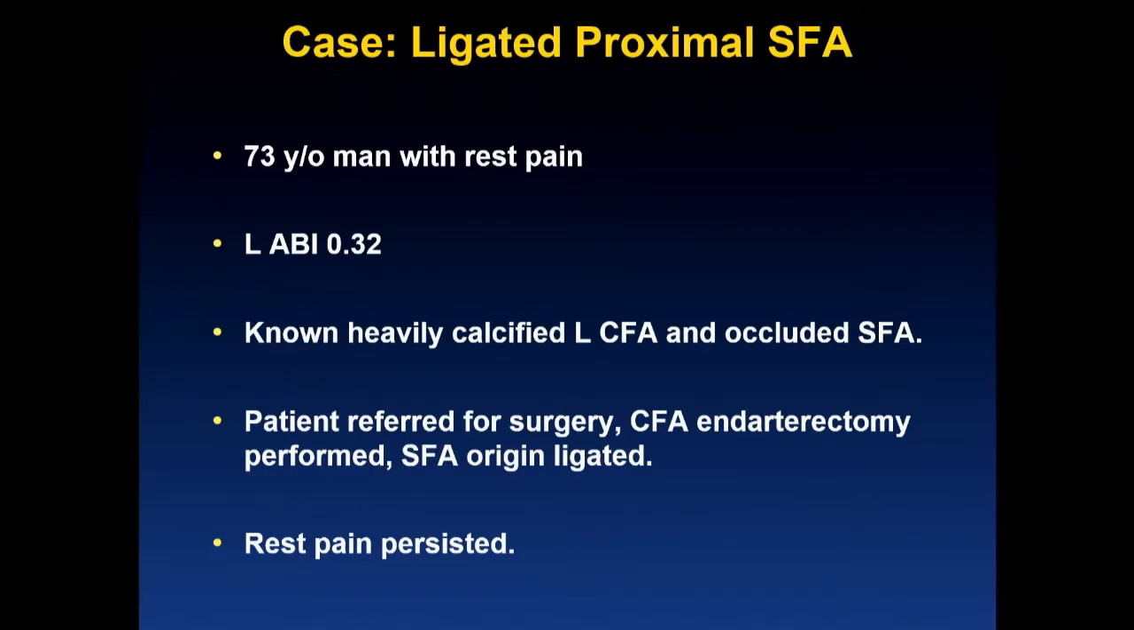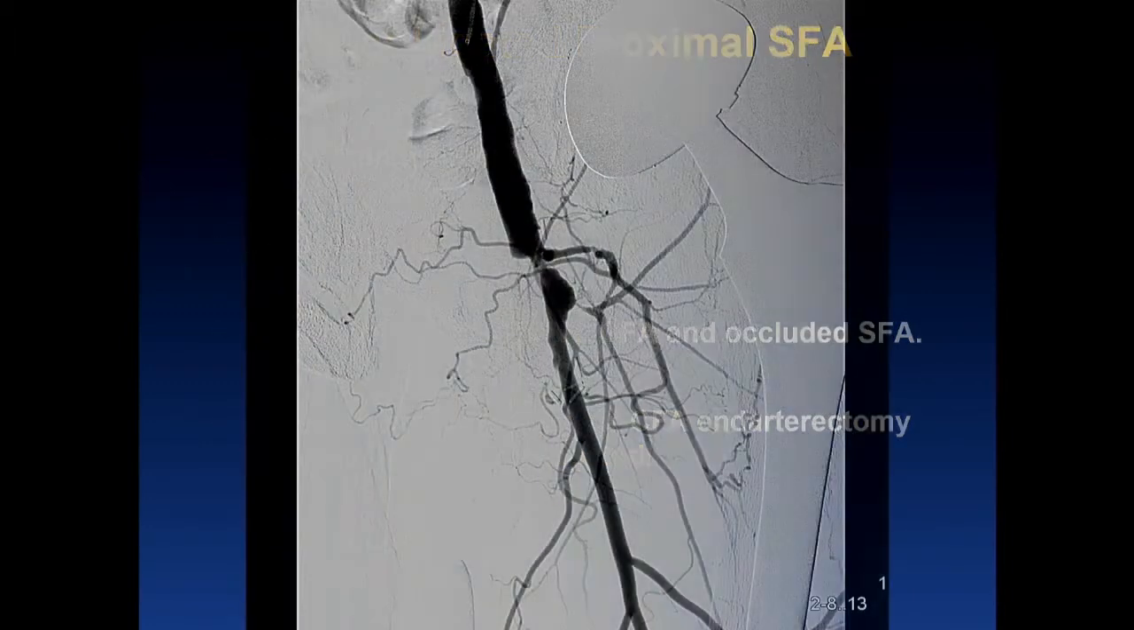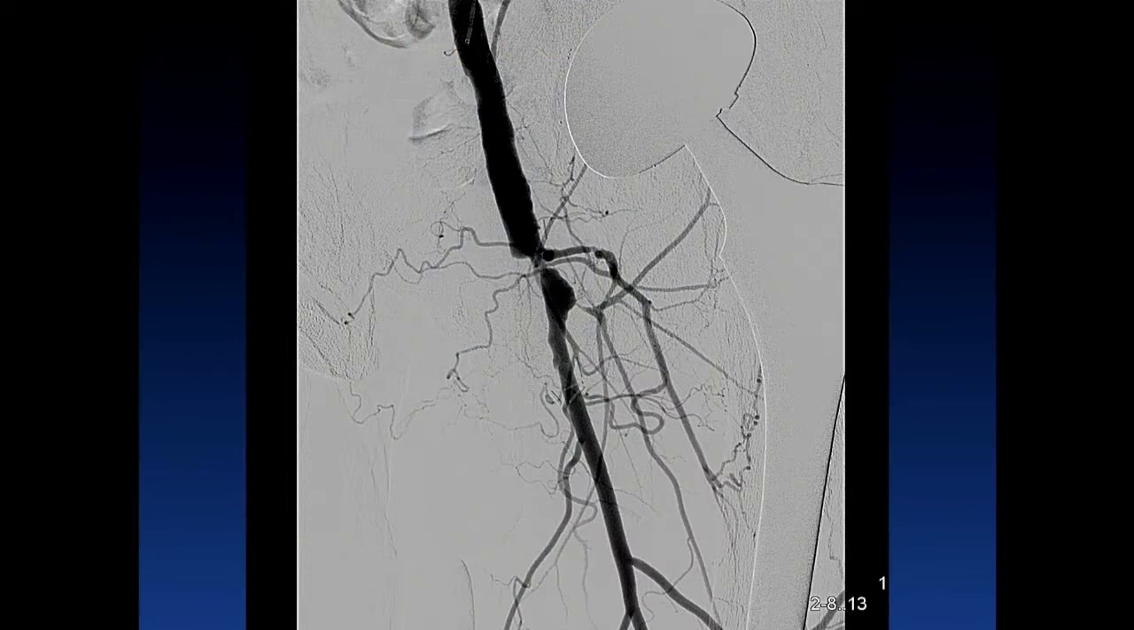So here's an example of this technique. This is a 73-year-old man with rest pain. He had a left ABI of 0.32. He had a known heavily calcified left common femoral and an occluded SFA. He actually had been referred to surgery, and there had been a plan initially for a common femoral endarterectomy and fem-pop bypass, but intraoperatively it was decided first off that the patient's veins were too small for an adequate bypass, and during the endarterectomy there was significant bleeding at the origin of the SFA such that an emergency ligation of the SFA was performed. Unfortunately, the patient's rest pain persisted, and he was referred for further evaluation and second opinion.